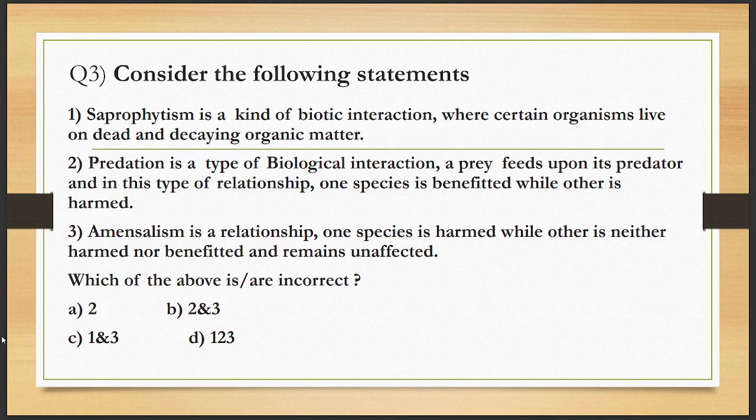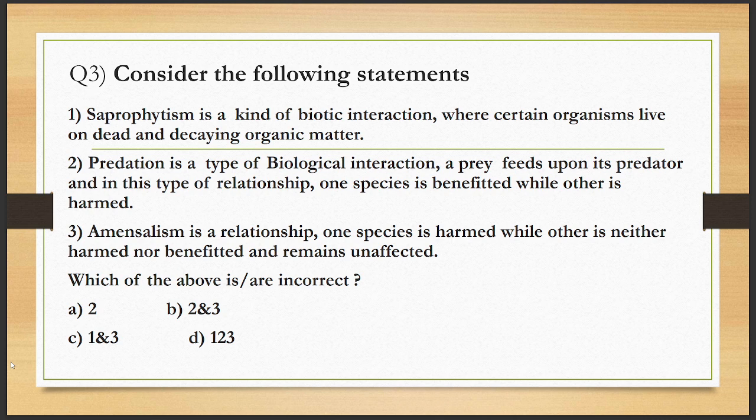Next question, question number 3. Consider the following statements. First, saprophytism is a kind of biotic interaction where certain organisms live on dead and decaying organic matter. Statement 2: Predation is a type of biological interaction where a prey feeds upon its predator, and in this type of relationship, one species is benefited while another is harmed. Statement 3: Amensalism is a relationship where one species is harmed while the other is neither harmed nor benefited and remains unaffected.